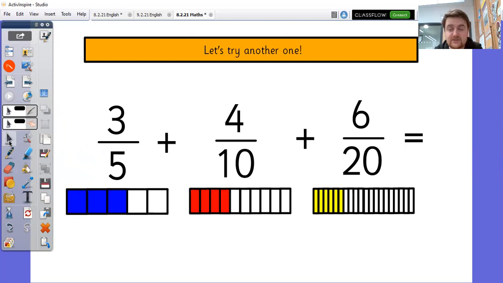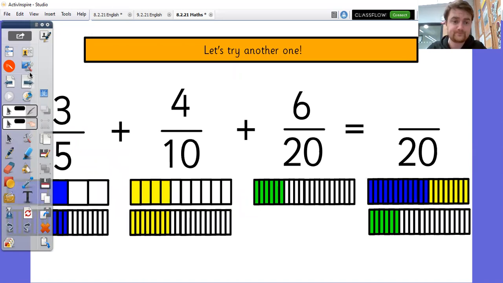So the first thing that I need to do is find the same denominator so I can find some equivalent fractions. Now I know that 5 and 10 both go into 20. So I'm going to use 20 as my common denominator. I need to times 5 by 4 to get to 20, so I need to do the same to 3. I need to times 10 by 2 to get to 20, so I need to do the same to 4.